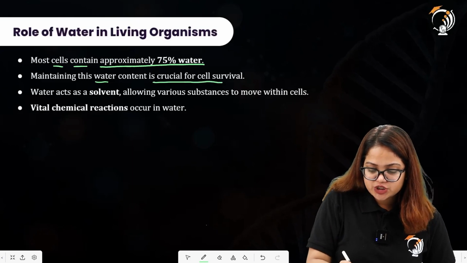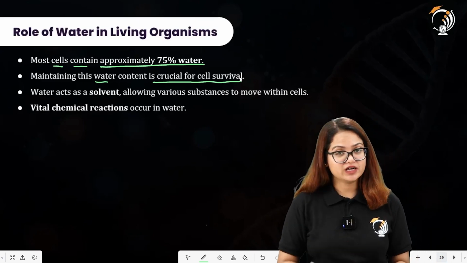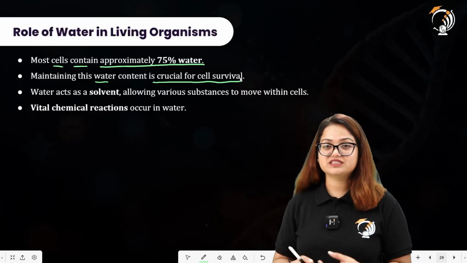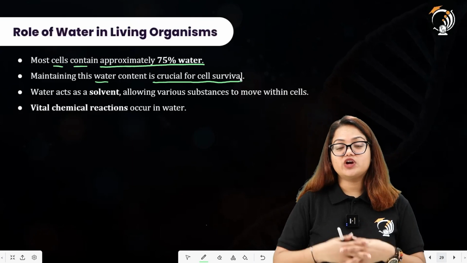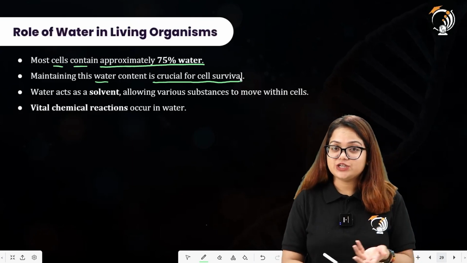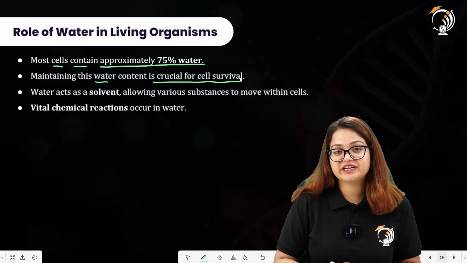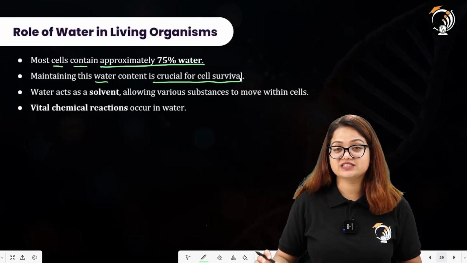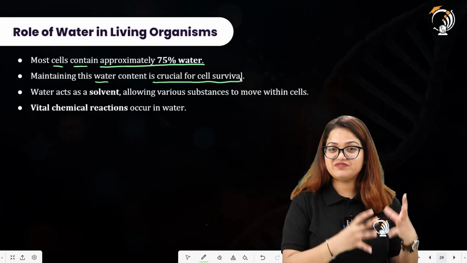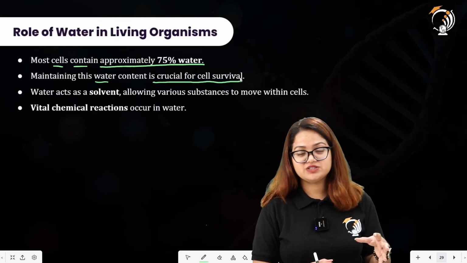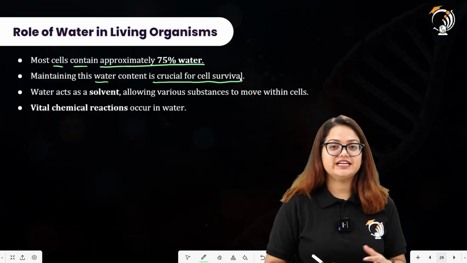Maintaining this water content is crucial for cell survival, since it is the main region where most of the chemical activities occur. Now what will happen if the water is withdrawn from these cells? The chemical reactions occurring in the cell may get affected and the cell may not function properly, and that can lead to the death of the cell also. And if the cell is dead, the tissue will be dead. If the tissue is dead, the organ will be dead, and hence the organ system, leading toward the malfunctioning of the organism. So certain functions will be disturbed if the water concentration is lowered than the normal water concentration inside the organism.